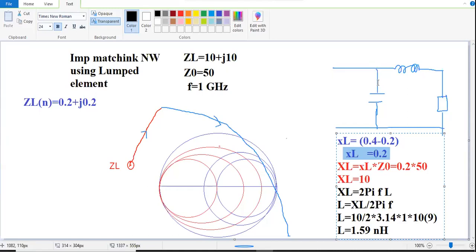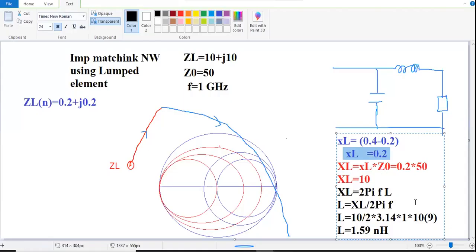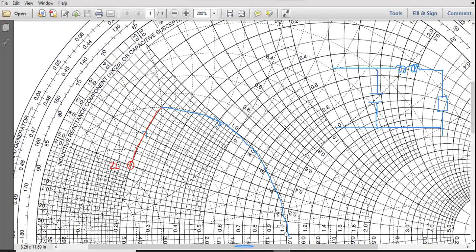But the next element is this capacitor. For this capacitor we will take the BC. Why BC? Because we will move on the admittance circle, as it is shown here. Now come back. Is there any doubt in this XL part? No. Okay. So now we will go here.